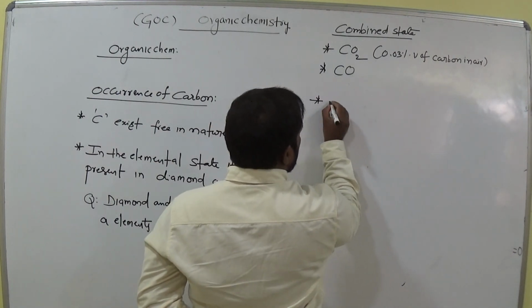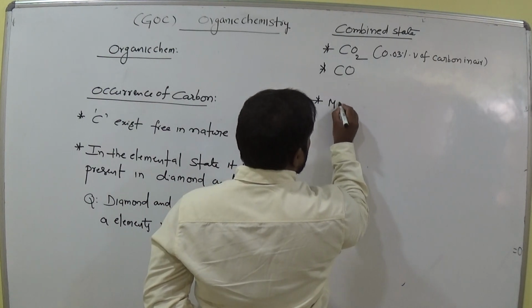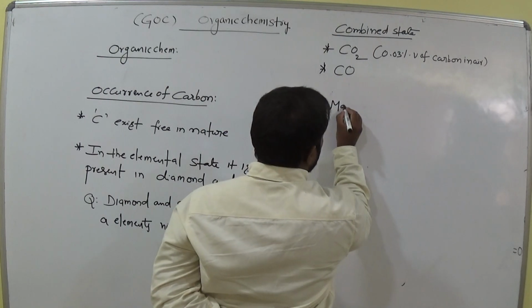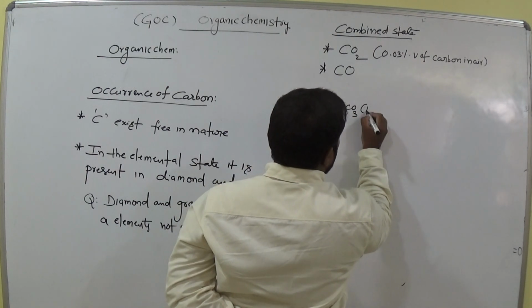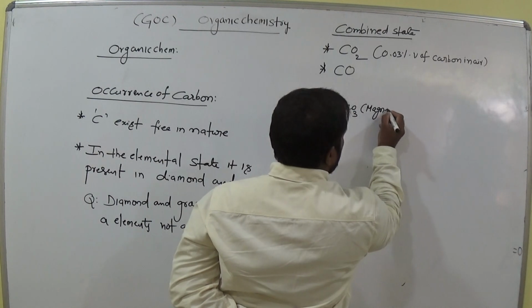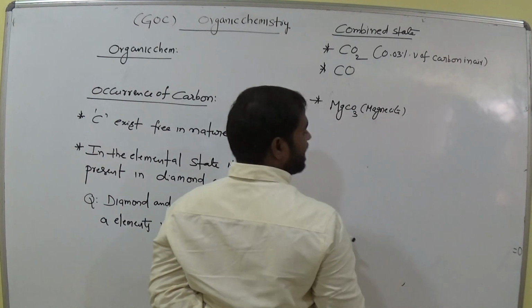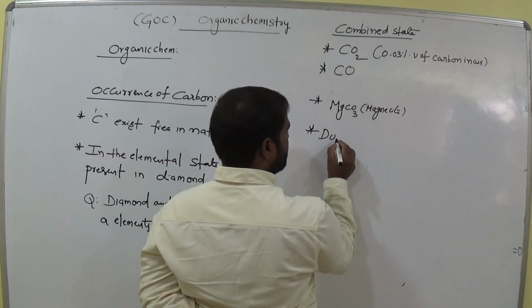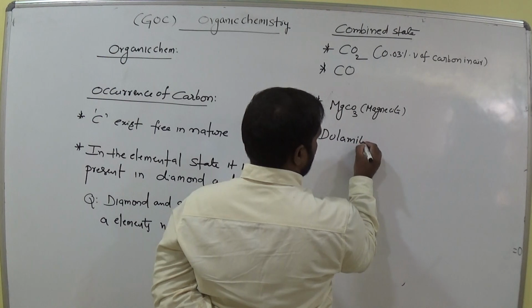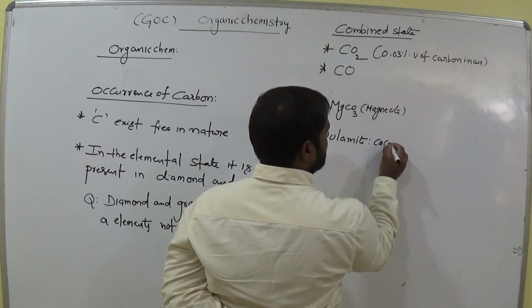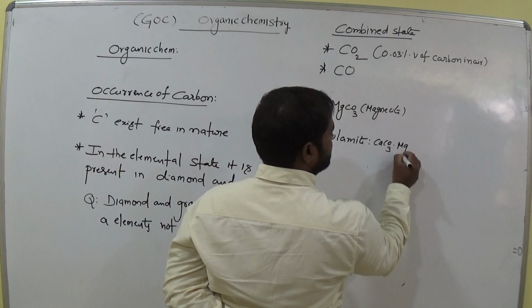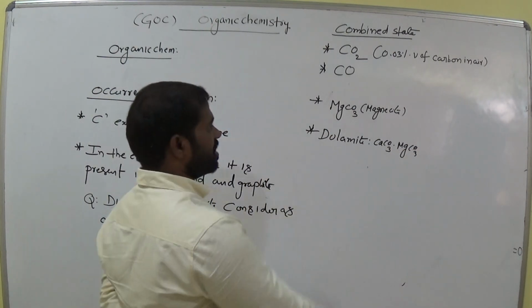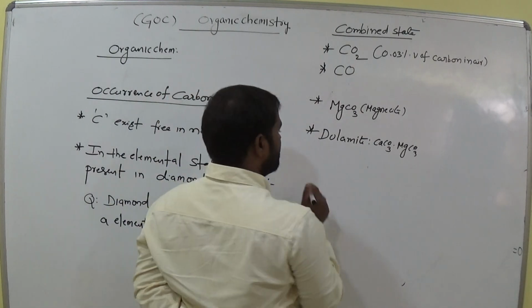And magnesite, that we call magnesium carbonate, magnesite, and dolomite. Is carbon there or not? Yes. Dolomite is a composition of calcium carbonate and magnesium carbonate. So in both, carbon is available. So these are all the sources of carbon, okay.